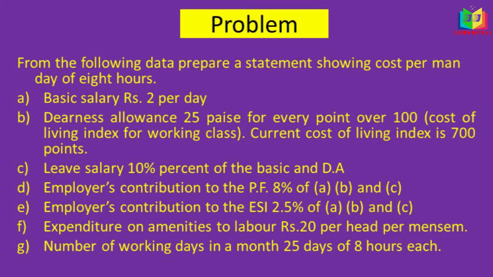Expenditure on amenities to labor is rupees 20 per head per mensem. Mensem is nothing but month, so this is 20 per head for a month. Number of working days in a month is 25 days of 8 hours each. So the number of days in a month is 25 days.